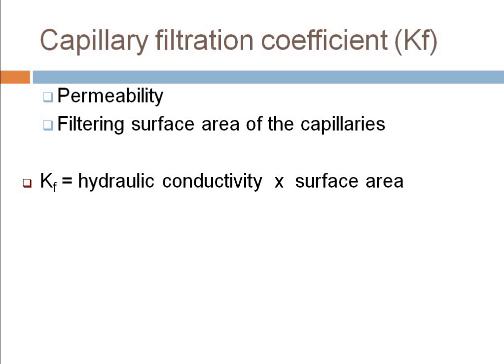So if there will be more permeability, obviously more amount of filtrate will be produced. And if there is more surface area of the capillaries, more amount of fluid can be filtered out. So this is the product of these two things, that is the hydraulic conductivity and the surface area. Okay, so this is also a very important determinant of GFR, that is filtration coefficient.